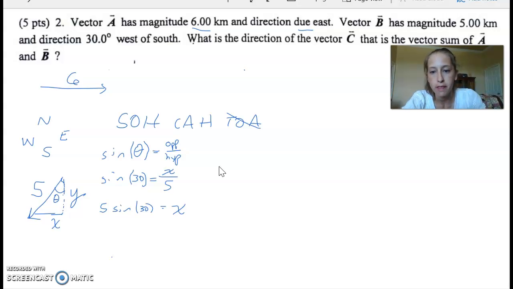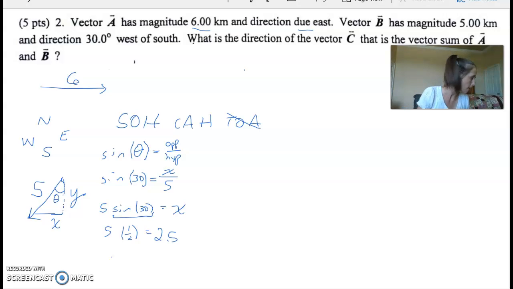Okay, so if you do like being fast and you want to be fancy, you can remember from the unit circle that sine of 30 is a half. Okay, so if sine of 30 is 0.5, so 5 times a half, that is 2.5. If you don't remember that, I'm 50-50 on if I remember that. You can just punch it in your calculator. It doesn't cost extra to use the calculator.